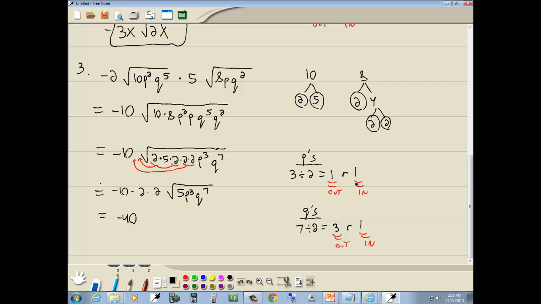Okay, so we said we're going to have 1 p come out. We said we're going to have 3 q's come out. So we've got q to the 3rd. Square root of 5. We got 1 p left inside. And we got 1 q left inside. And that's our answer. And let me double check all that. Okay, that looks right.